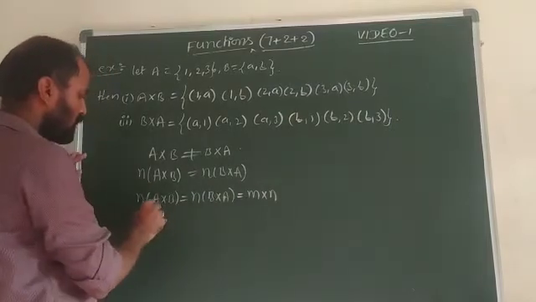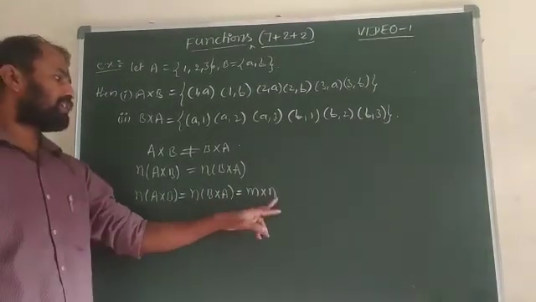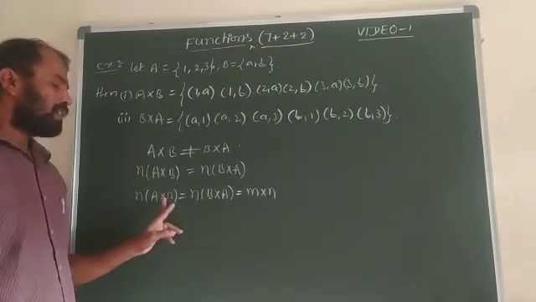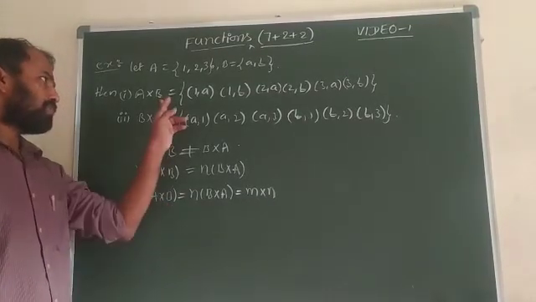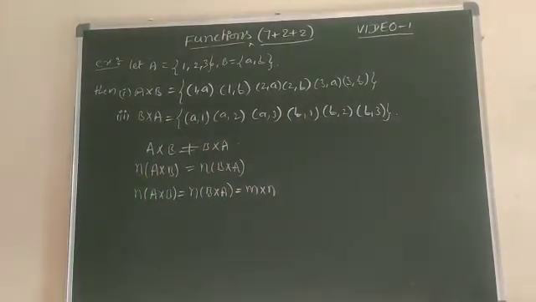If A has M elements and B has N elements, then the number of elements in the cross product A cross B or B cross A is equal to M into N.